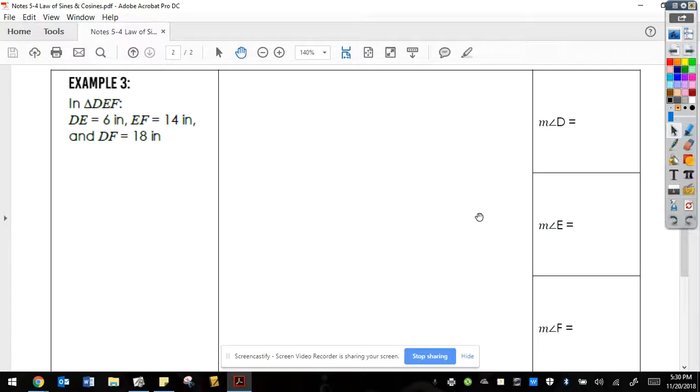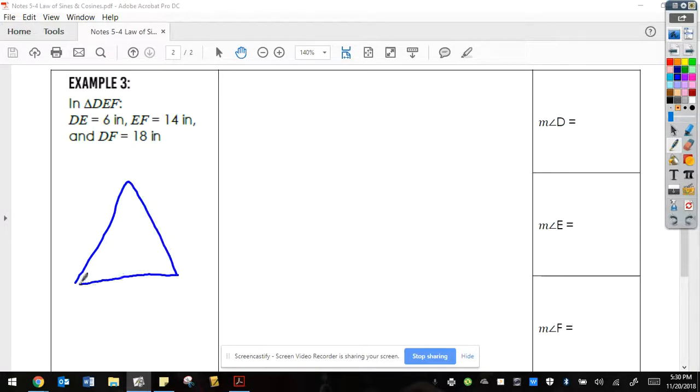All right, let's try example 3. Example 3 is a little different because we have to actually draw the triangle. So let's draw the triangle and then we'll figure out which one we have to use first. So we have triangle DEF, where DE is 6, EF is 14, and DF is 18. So this is a side-side-side triangle, which means we need to use cosines.